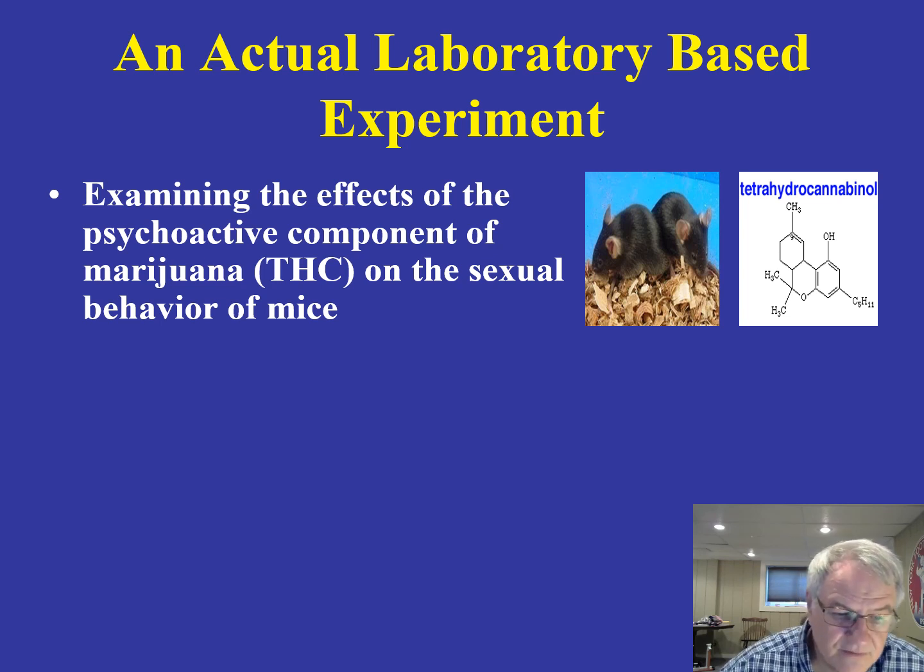And I like to give an example of this. Let's say you are examining the effects of the psychoactive component of marijuana, which is called THC, on the sexual behavior of mice. Here's how you might go about doing this study. You would take animals. These are what are called C57 black 6J mice, male mice. They've been reared in the laboratory setting.